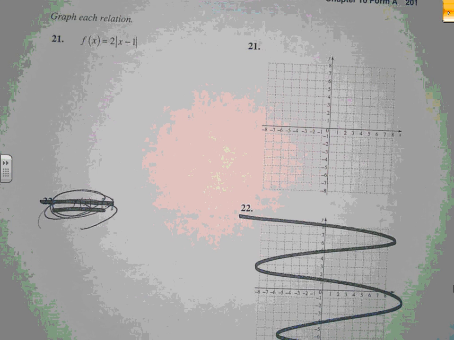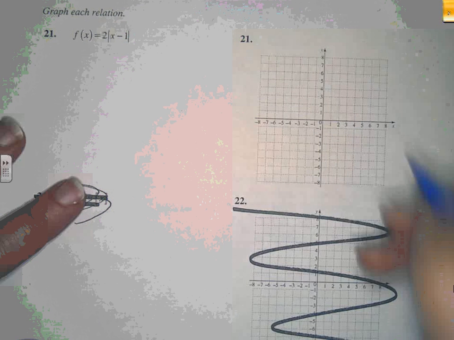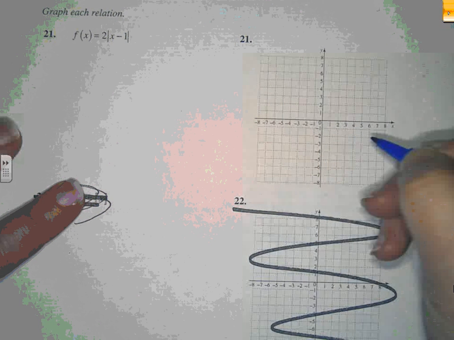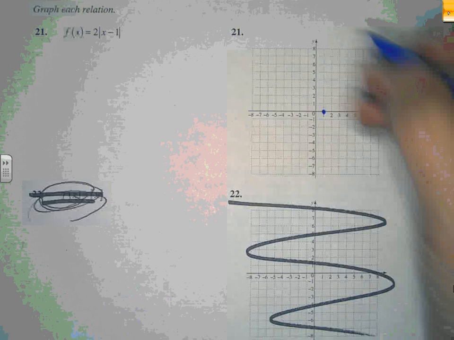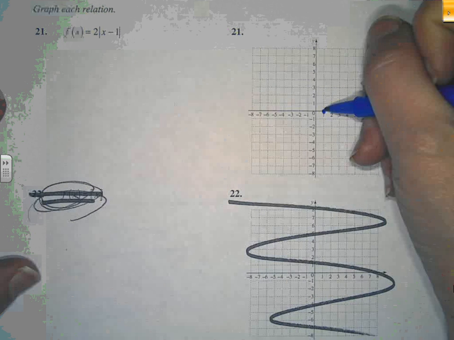So 21, use your calculator as well. That's what we did today. Do you want to try it? I'll just show you. It goes over, the vertex is 1, 0. So make sure you get the vertex at the right place. And then it'll look like this.